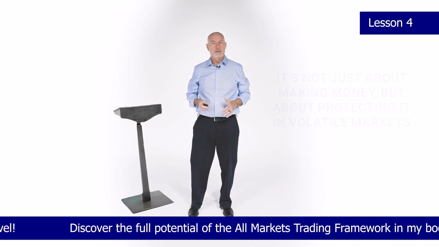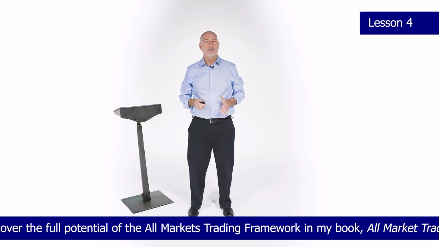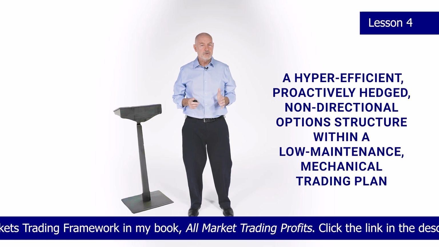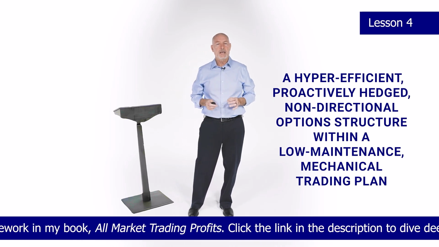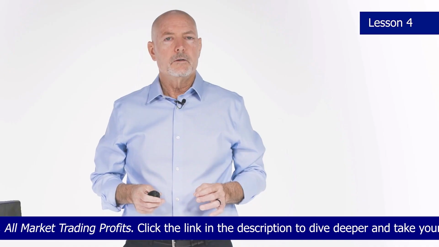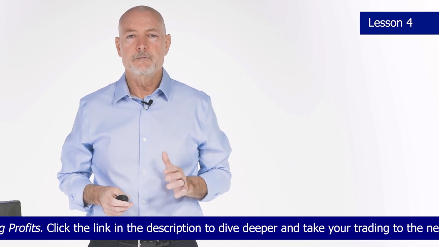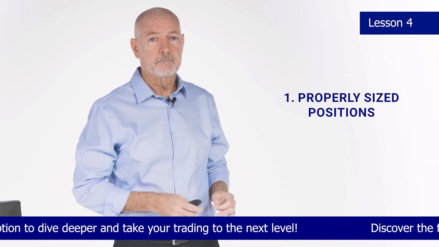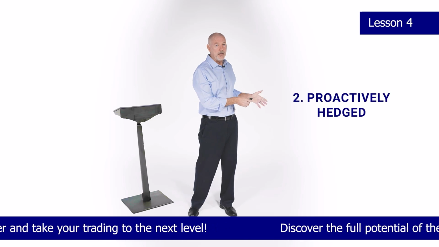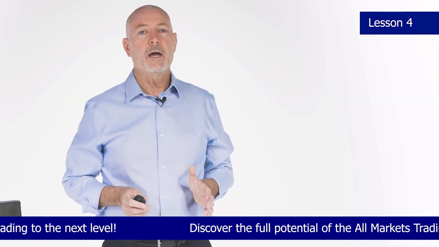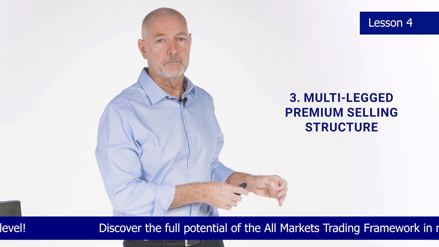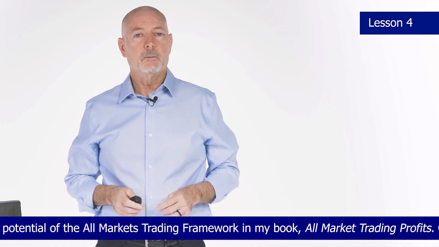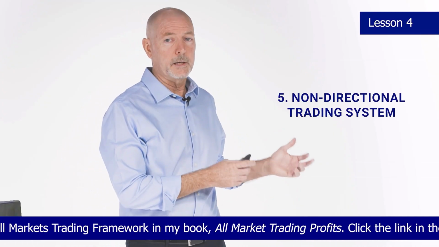So how do I do that? It comes down to design. A hyper-efficient, proactively hedged, non-directional option structure with a low-maintenance mechanical trading plan. So let's break down the framework into 5 pillars. Number 1, properly sized positions. Number 2, proactively hedged. Number 3, a multi-legged premium selling structure. Number 4, mechanical objective rule set. And number 5, a non-directional trading system.